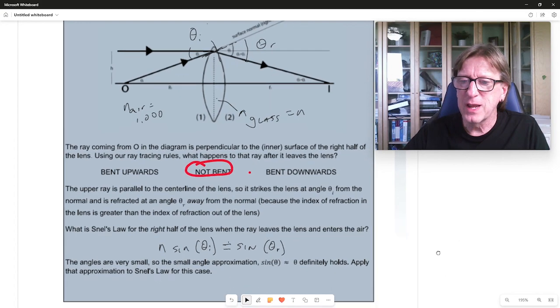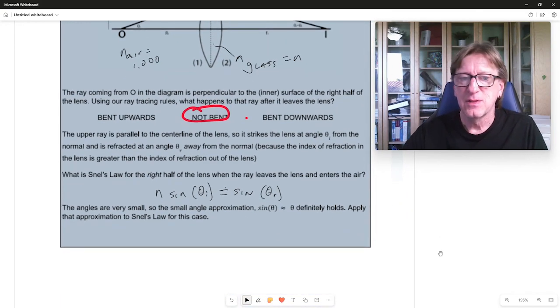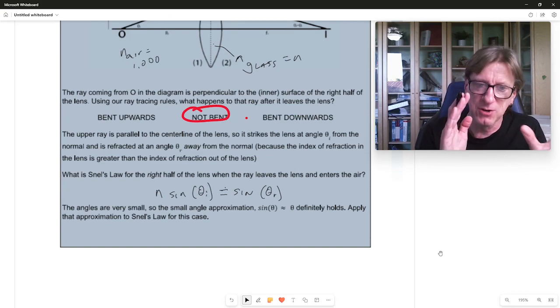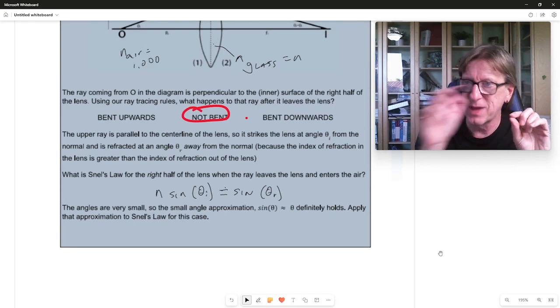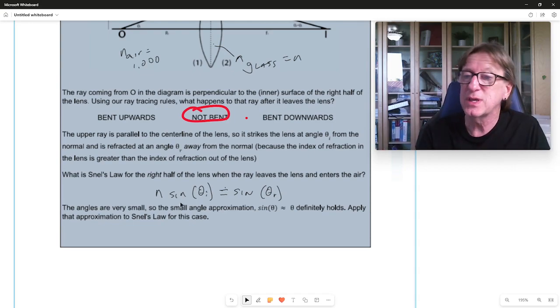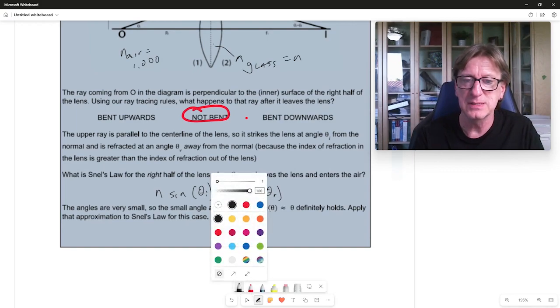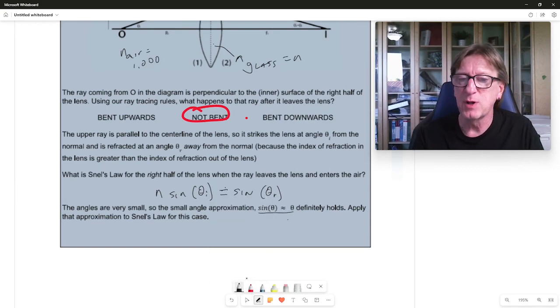All right, now for any realistic lens, the angles here are going to be very small. The radius of curvature is going to be much larger than any thickness that I'm moving through here. So we can use the small angle approximation. If you don't remember what that is, it's worth Googling, because you're going to use it quite a bit. The small angle approximation says that sine theta is approximately theta.